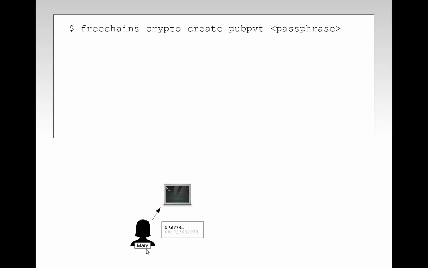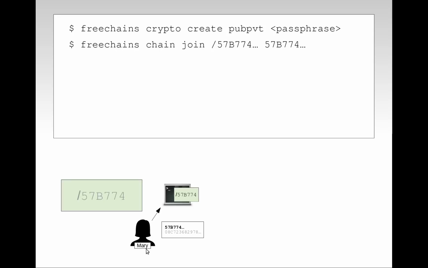Let's recreate the steps of the previous slide with some more context. Our author, Mary, is connected to a computer with Freechains. First, she creates an identity with the command crypto create. Then she discloses her public key and hides her private key. She then uses the command chain join to subscribe to her chain in the host, ready with the genesis block.